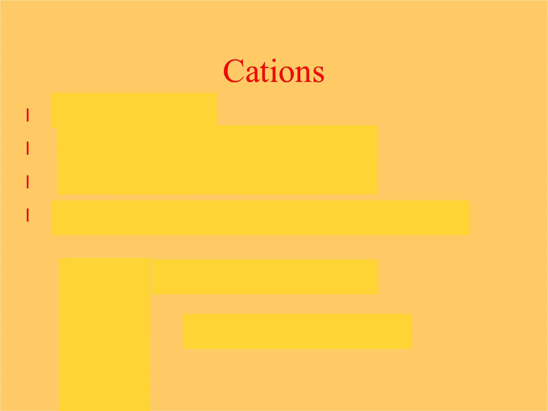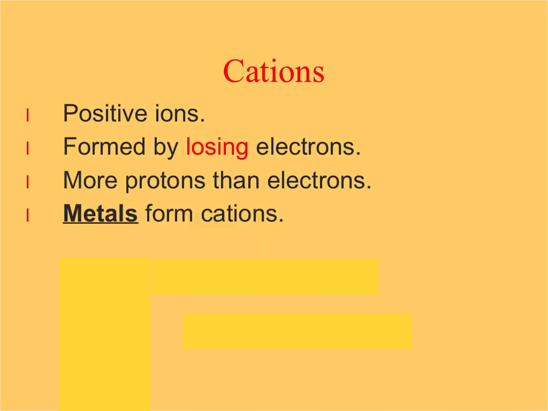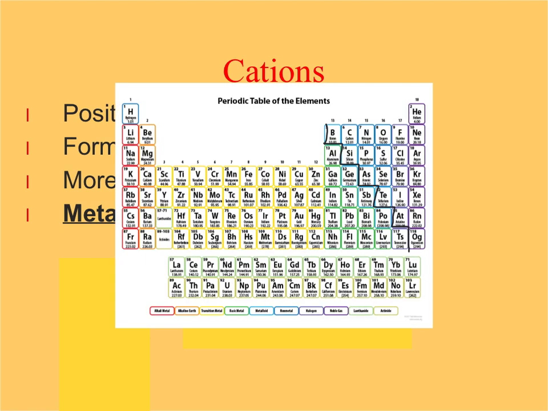The second type of ion is called a cation. Cations are positive ions. These are formed when elements or atoms lose electrons. This means that the cation has more protons than electrons, more positives than negatives. Metals will always form cations. When we look at this periodic table here, all of the metals are found to the left of that staircase. So these are all the ones that will form positive ions or cations.